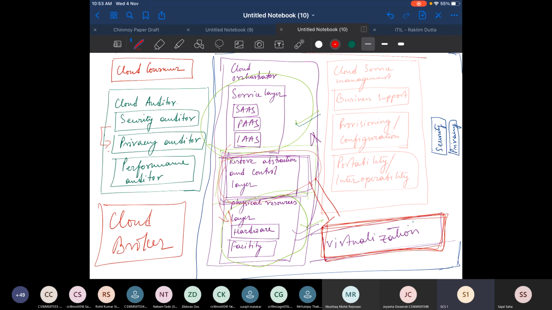I have already written it over here. It is already given with an arrow. Virtualization. Yes, virtualization.